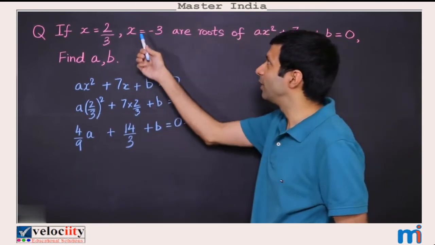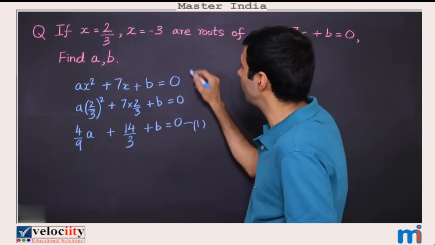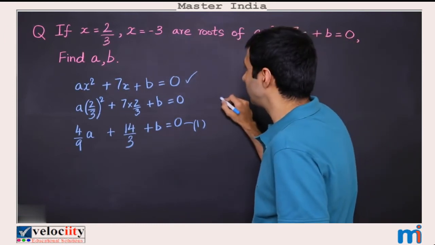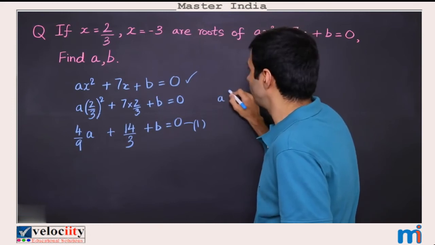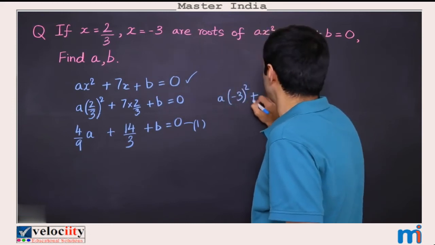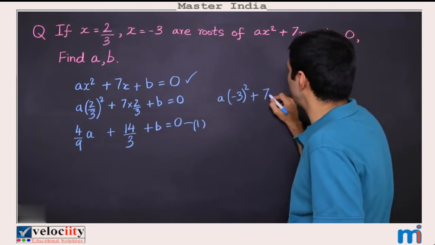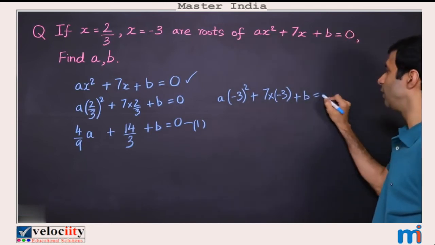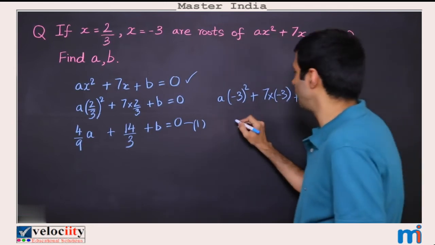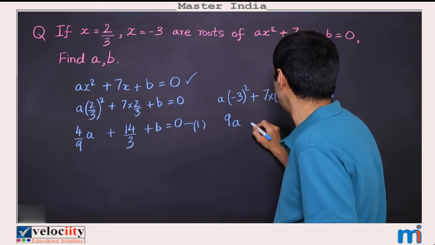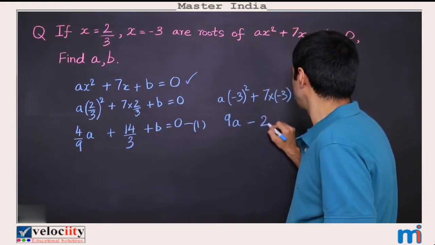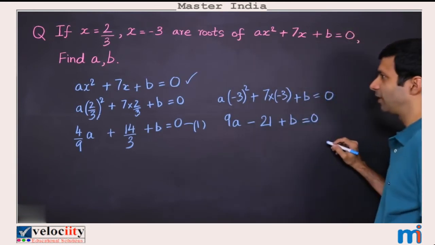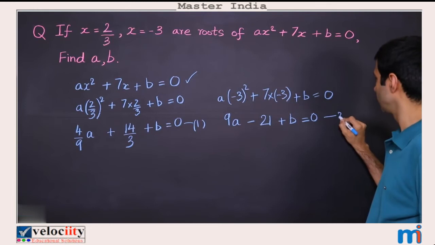And now let's substitute the next value, x equal to minus 3, again in this equation. So what do we get? We are going to get a into minus 3 whole square plus 7 into minus 3 plus b equals 0. And so if we simplify this, we get 9a minus 21 plus b equal to 0. And that's our second equation here.